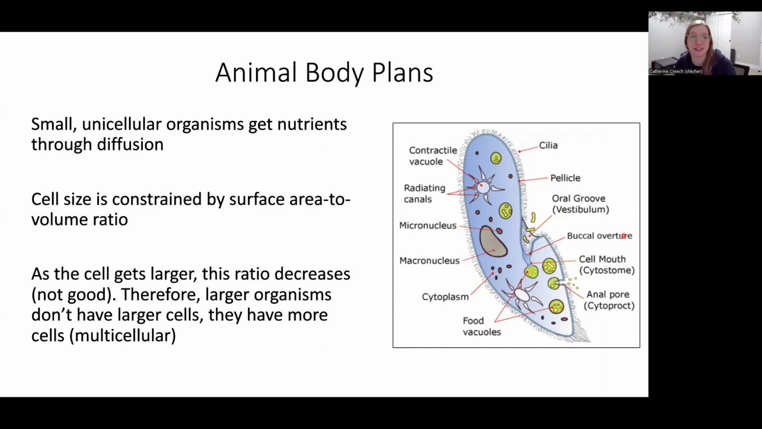But when we think about animal body plans, there's a couple things we need to consider. First is the size of the cells. So here we have a paramecia. This paramecia is a unicellular organism. It's reliant on diffusion to get nutrients into its body and to get waste products out.